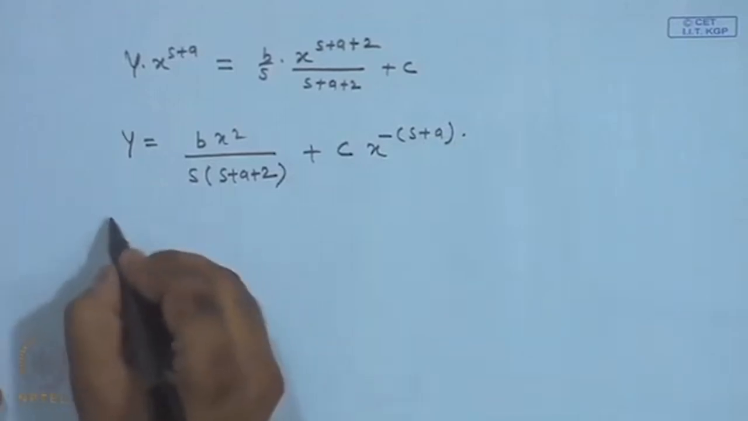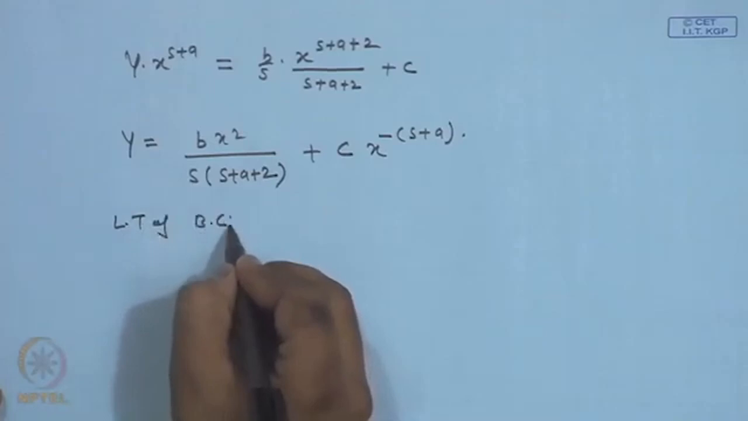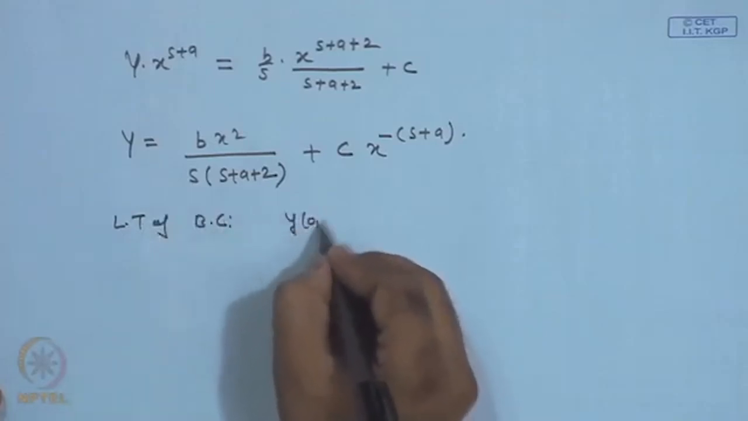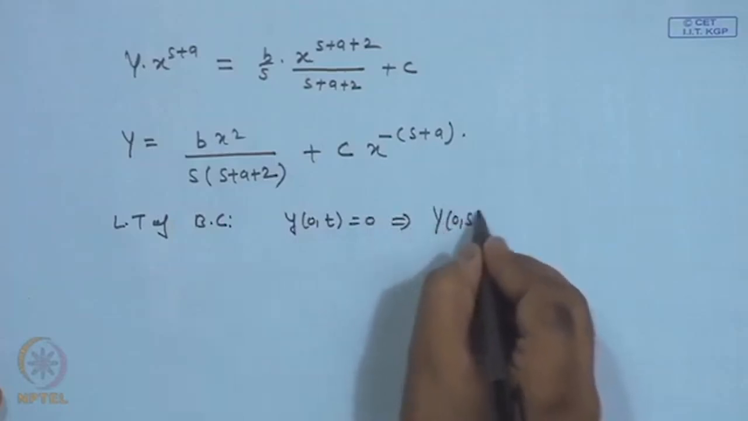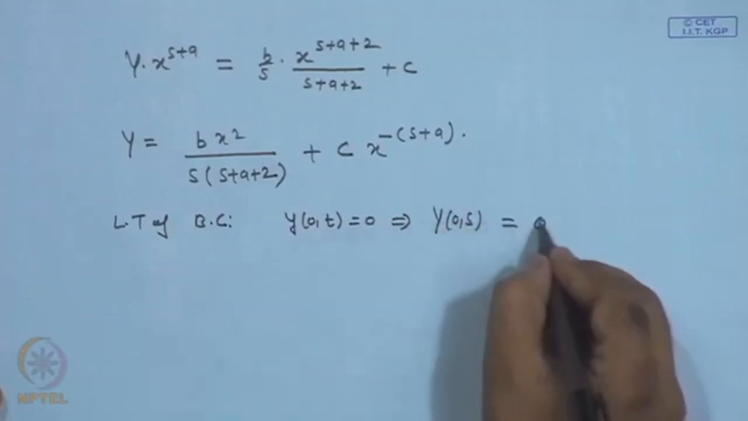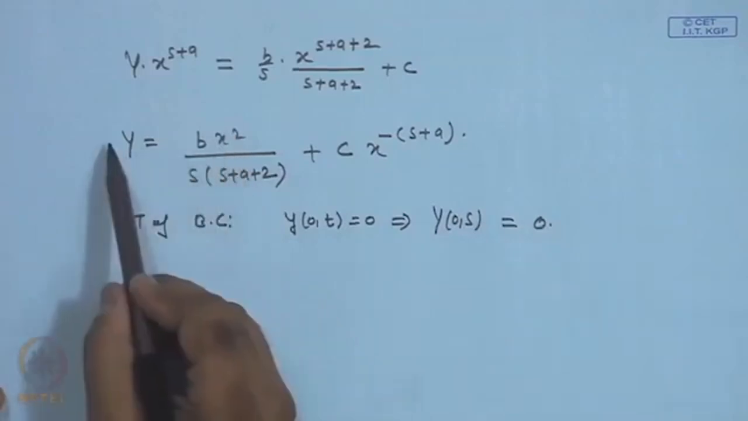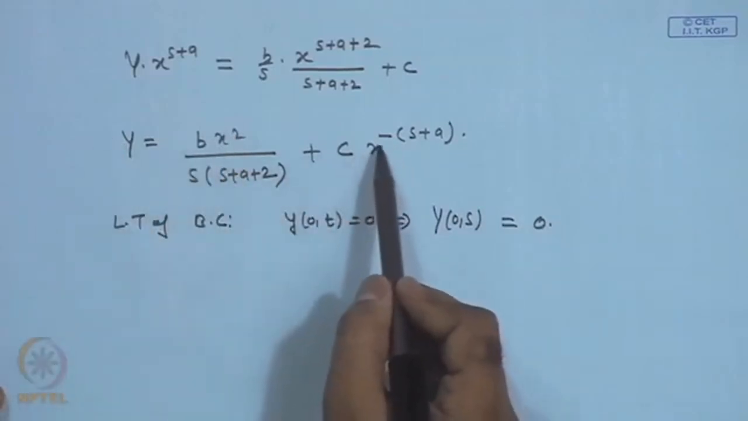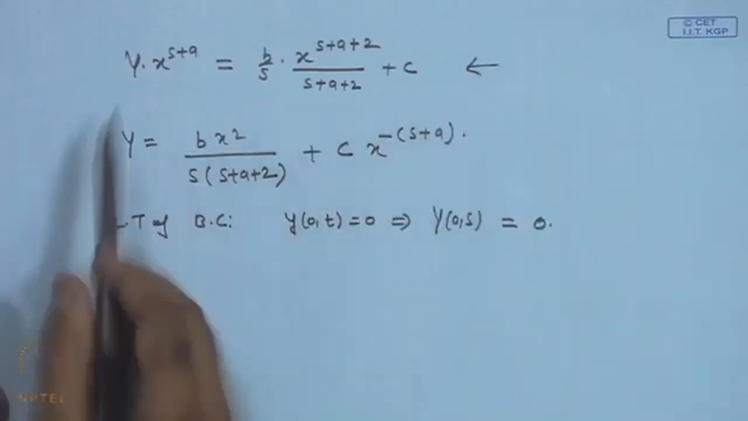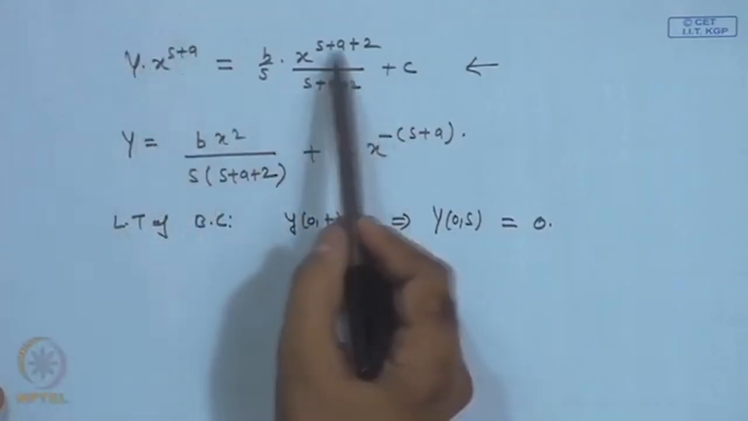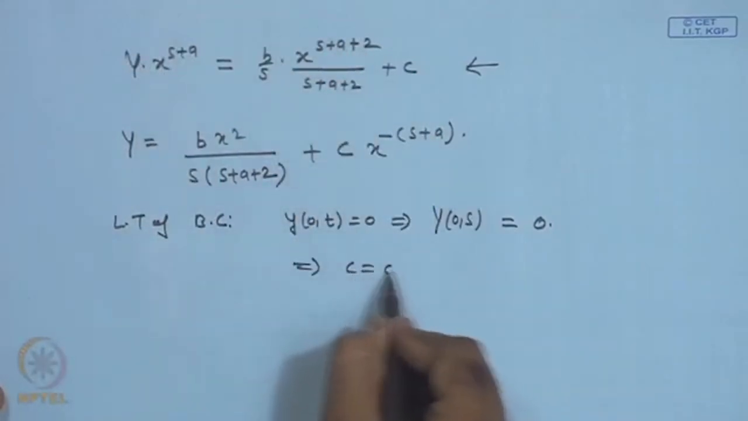Now, we take the Laplace transform of the boundary condition, and the boundary condition was y(0,t) is 0. So, here we get y(0,s) is again 0, and then we see that x is equal to 0, this is 0. In fact, we can easily see from this equation that when x is equal to 0, this term is 0 and this is 0, so c will be 0. So, this implies that c is equal to 0.